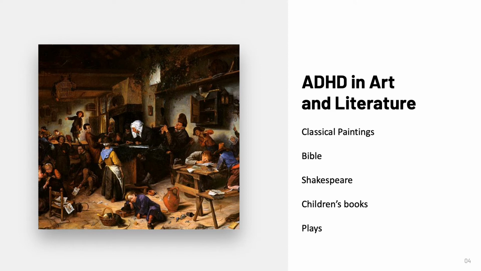ADHD has also been depicted in various forms of art and literature. Seen here is the 1670 work, Village School, by Dutch master Jan Steen, which shows children displaying inattentiveness and hyperactivity in their school setting. Shakespeare, too, included a description of attentional issues in a character from the play King Henry VIII. In Johann Wolfgang von Goethe's masterpiece Faust, his character Euphorion displays a range of ADHD behaviors, including impulsivity and hyperactivity. Additionally, various depictions are present in the Bible and medical descriptions in children's books authored by Heinrich Hoffmann, a psychiatrist.